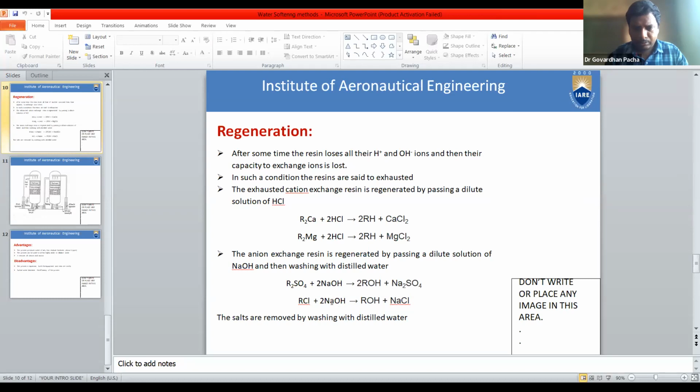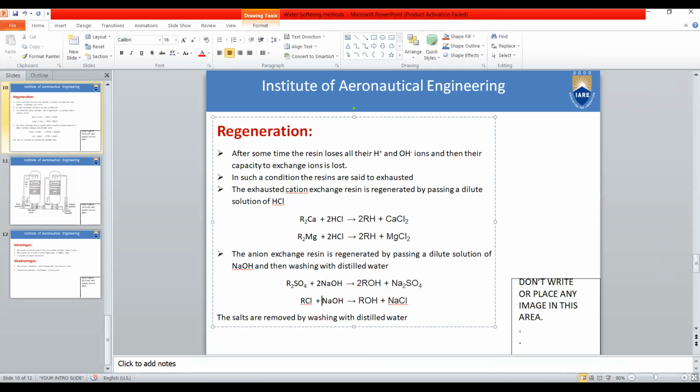I think the second equation is not balanced. Why? Because RCl reacts with NaOH to give ROH and NaCl. There is no need for 2 moles of NaOH. Now, RCl reacts with NaOH to give ROH plus NaCl.